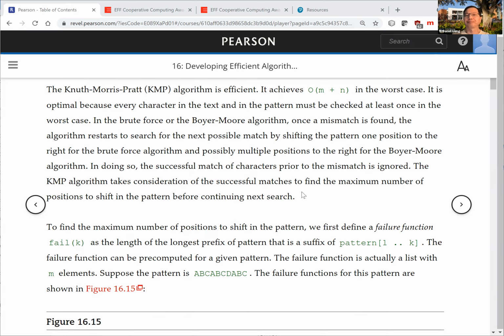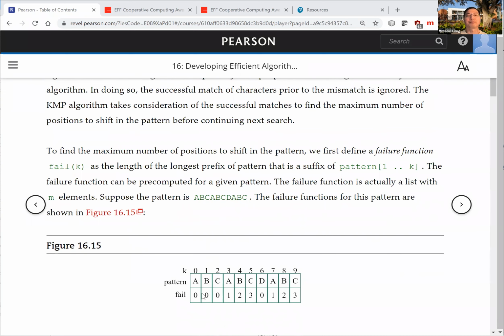For the KMP algorithm, we're going to define a failure function. We call it fail(k), the length of the longest prefix of the pattern that is also a suffix of the pattern from 1 to k. The failure function can be pre-computed.